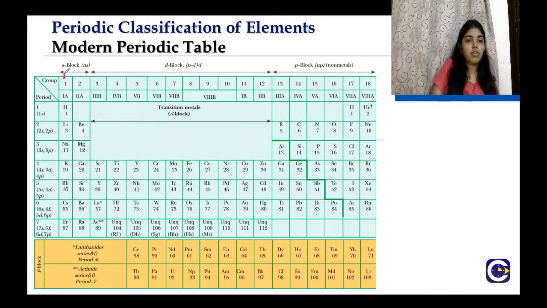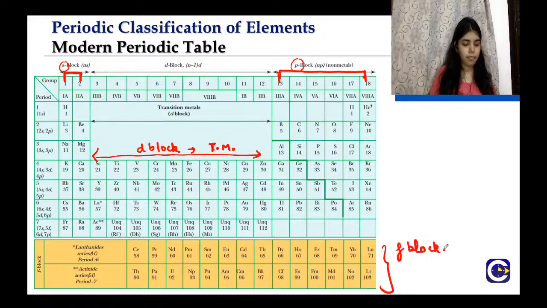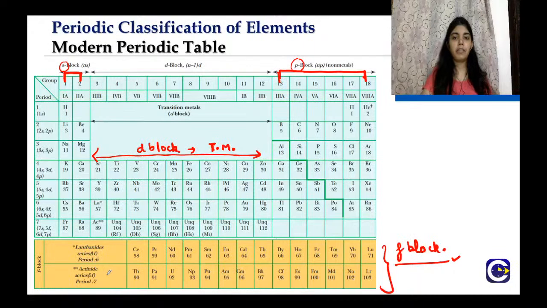Now see here, the first two groups are known as S block elements. The first two groups, 1 and 2, are known as the S block elements. From group number 13 to group number 18 are known as P block elements. The transition between S and P is basically D block elements. So from group 3 to group 12 there are D block elements, which are also known as transition metals. Right? And here are the F block elements, that is the lanthanides and the actinides. Okay.